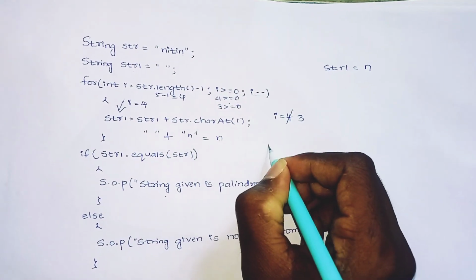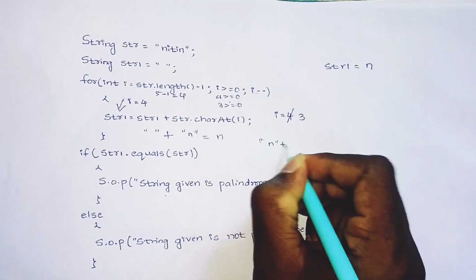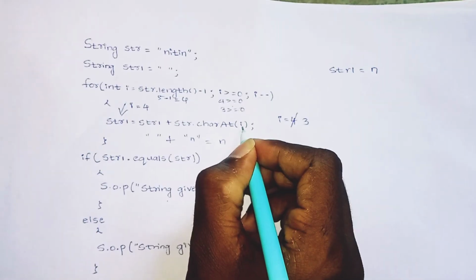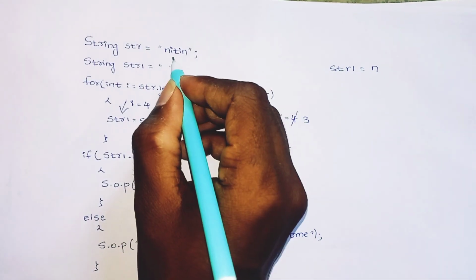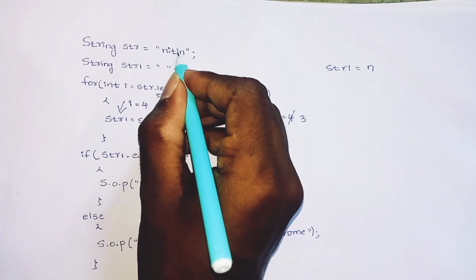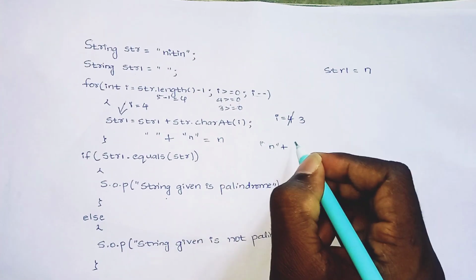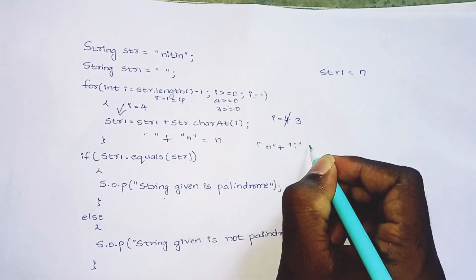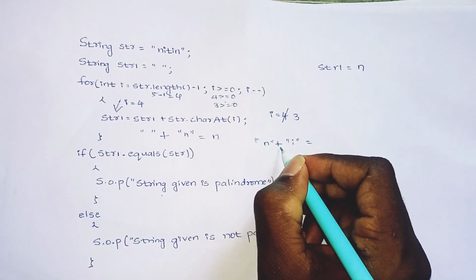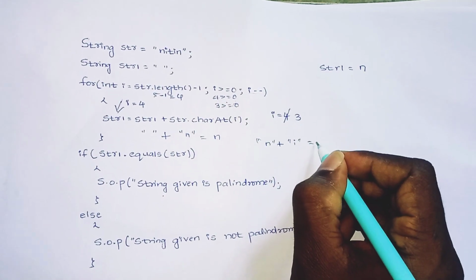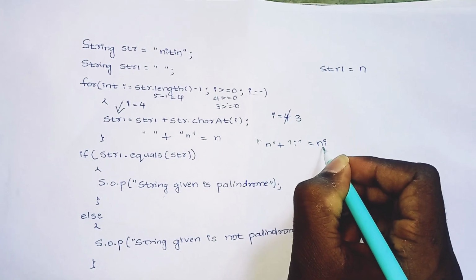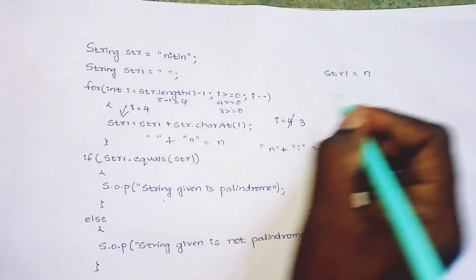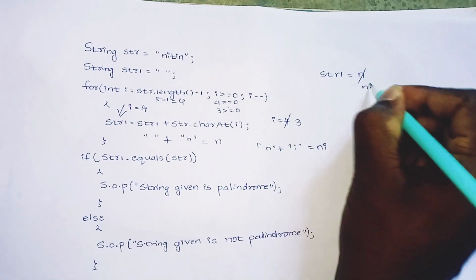Okay, the updated value is n plus str.charAt(i). So the i value is 3. At the third index, what will be the value? 0 1 2 3, it is i. Plus i. As we are using plus, it concatenates, so it becomes ni. Now ni will get assigned to str1. Now the updated value will be ni.